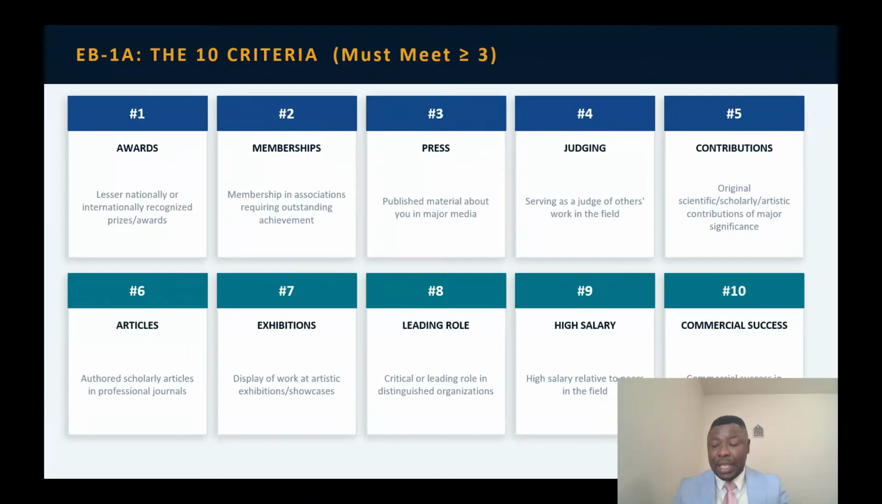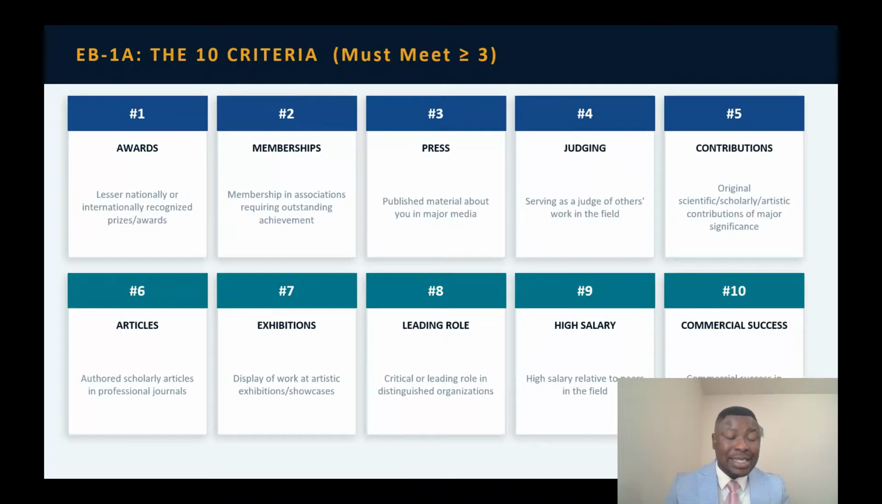The first step is for you to meet 3 criteria out of these 10 criteria that you are looking at right now, and I will do a deep dive into these 10 criteria. And then in the second step, the officer looks at the totality of the evidence to see whether you are someone who has risen to the very top of your field. So let's look at the criteria one after the other.